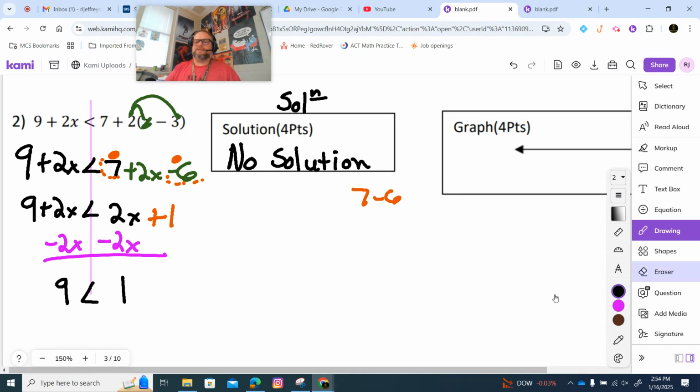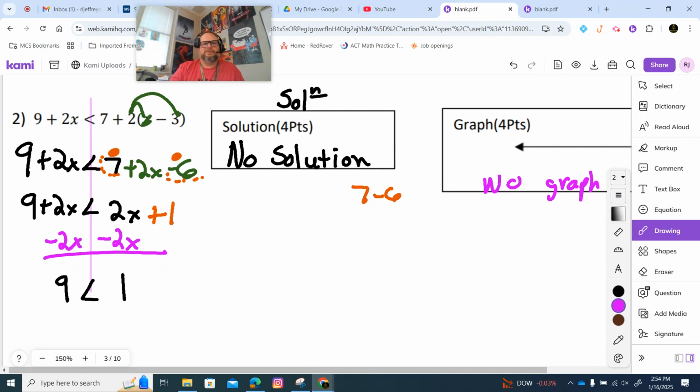Some people will write, because they're like, I can't leave it blank, they put "no graph." They have to write "no graph," they just can't skip it. Which is fine. Or they write N/A, not applicable, or not possible.